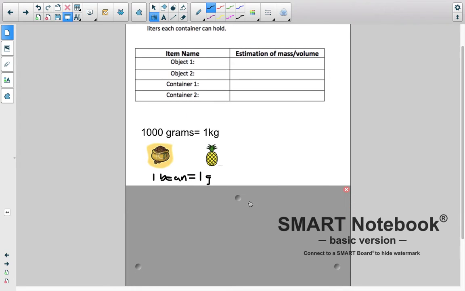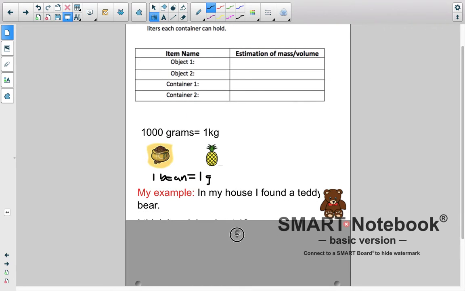So I had the example of this. In my house, I found a teddy bear. And in my hand, I thought, okay, how many beans can I put in my hand to equal the weight of the teddy bear? So I thought that about 10 beans, which equals 10 grams, because 1 bean equals 1 gram, is going to equal the same weight as a teddy bear. Remember, you're estimating, so you're thinking about how much it might equal. So I said, I think it weighs 10 grams.